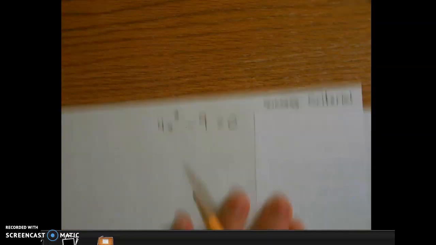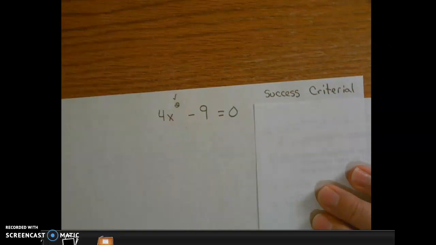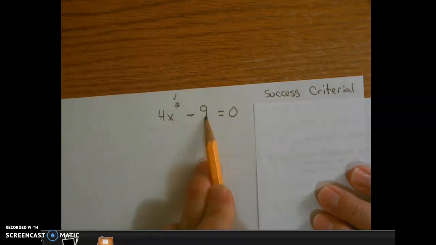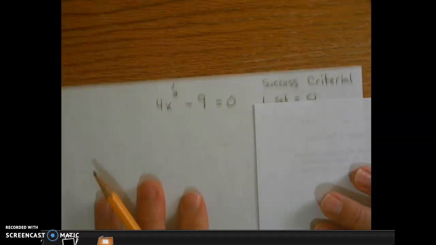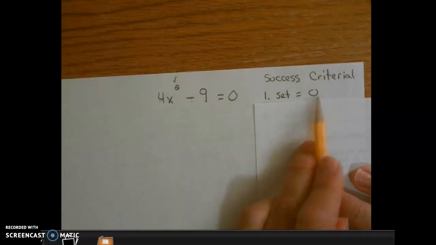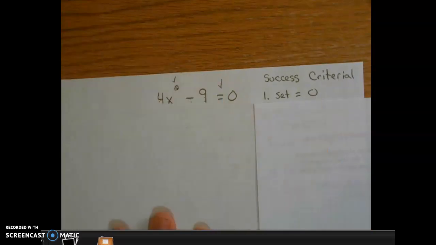So here's our problem. The first thing you should notice is it's quadratic. It's a difference, so it's subtraction of two perfect squares. 2 times 2 is 4, x times x is x squared, 3 times 3 is 9. So we have a difference of two squares. First thing we want to do, as you guys already know, is set the equation equal to 0. Done. That's criteria number 2.